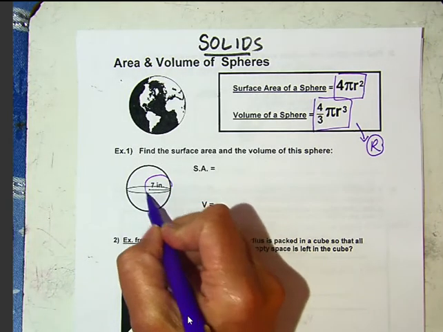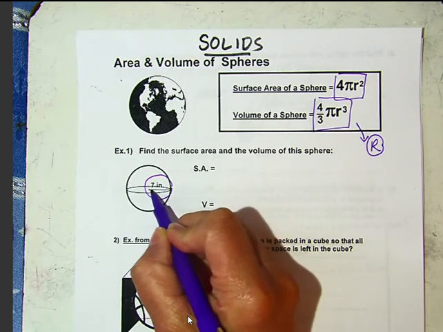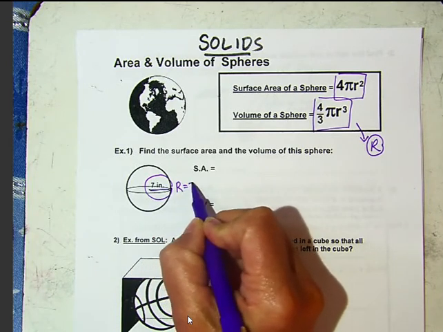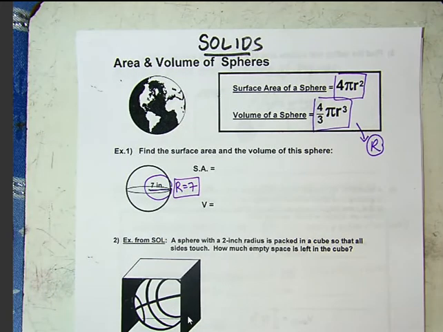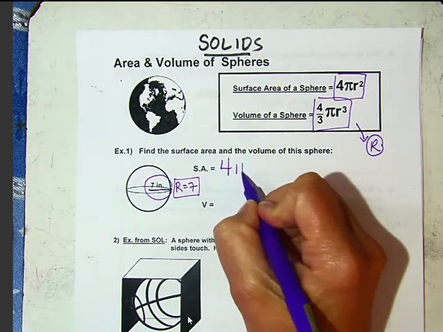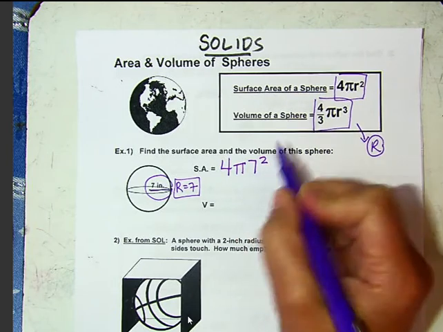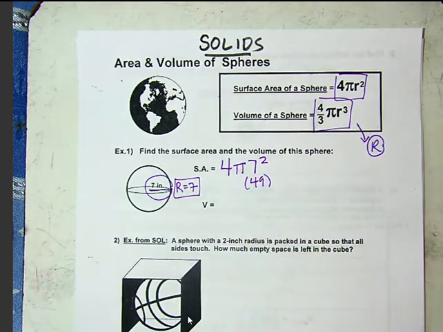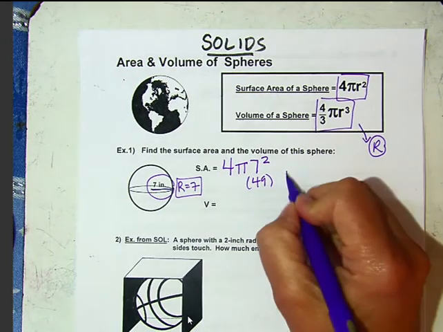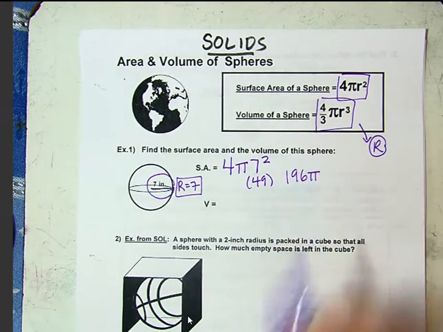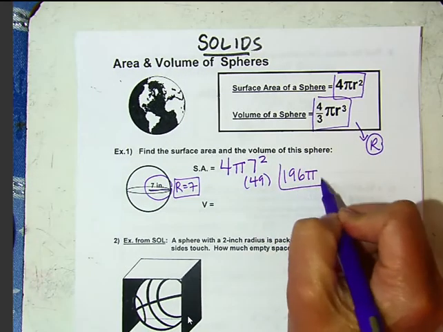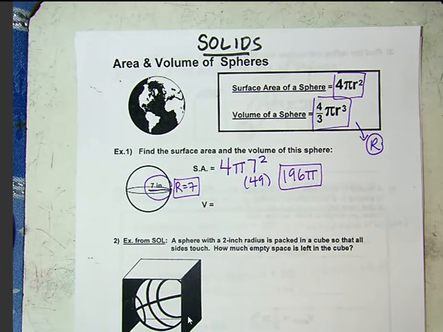So the very first thing you want to do is look at what they give you, and my radius is 7. And that's the only thing I need. So I'm going to do 4 times pi times 7 squared, which is 49. So my answer to this is going to be 49 times 4, which is 196 pi. If you need to put it in terms of pi, that's in terms of pi.